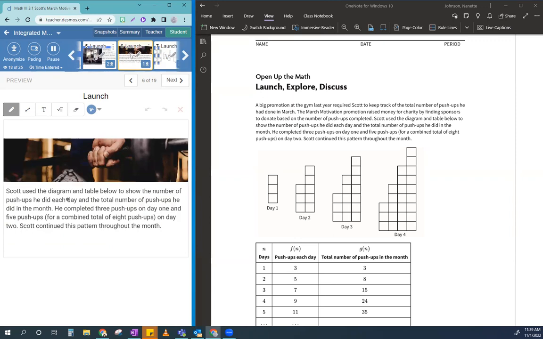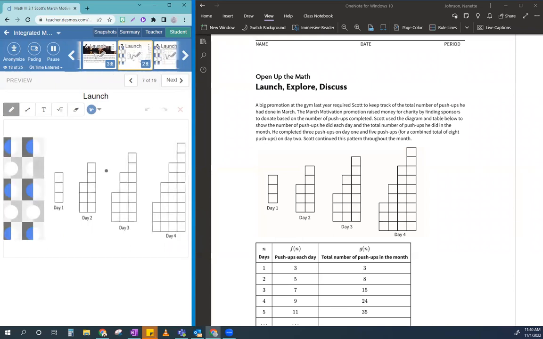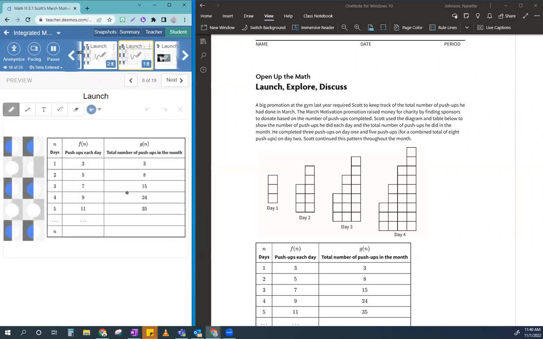So Scott used the diagram and the table below to show the number of push-ups he did each day and the total number of push-ups he did in the month. Again, this is the number of push-ups he did each day, day 1, day 2, day 3, day 4. And then they have a running total for the whole month. He completed 3 push-ups on day 1, 5 push-ups for a combined 8 push-ups. And then he continues. So here's your pattern. Here's your table.